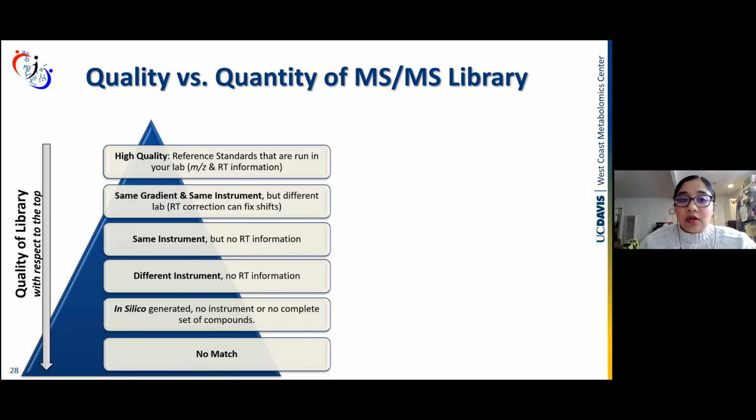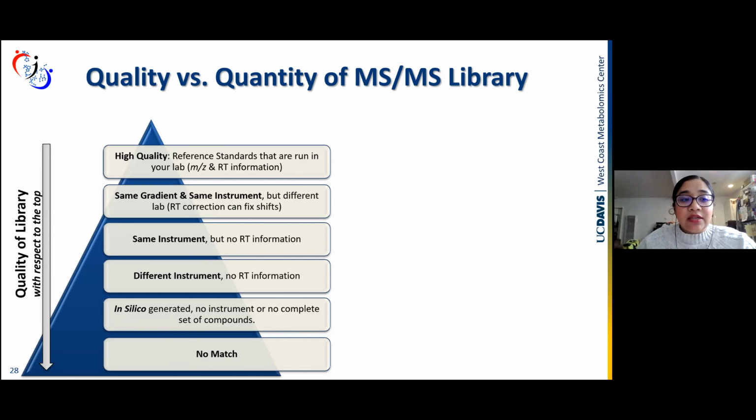So again, pretty high quality, but not as good as when you run it in your lab. Then there's data that's coming from the same instrument, but you have no retention time. Earlier we talked about matching MSMS data from different instruments, how sometimes it can work and sometimes it can lead to false positives or lower scores, depending on the compound and the energy that's used to acquire that MSMS data. And then you have completely different instruments, which falls into the same category, but you have no retention time information.